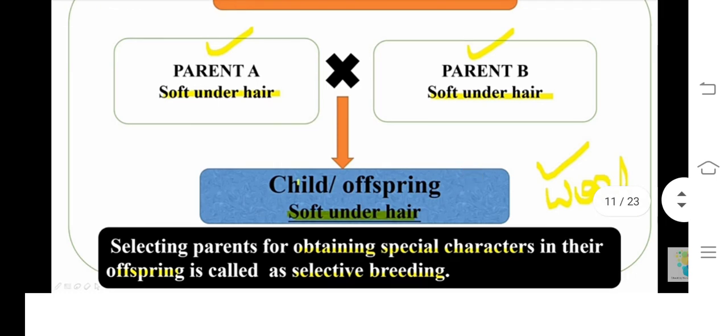For example, the color of the mother is white. The color of the father is white. So when they combine, what would be the possibility of the child? That means the color of the child is also white, right? In a similar way, while selecting the parents, we should understand the characters, soft hair nature. Clear? So this selection is called selective breeding. Selecting parents for obtaining special characters. What special characters? Wool. Clear?